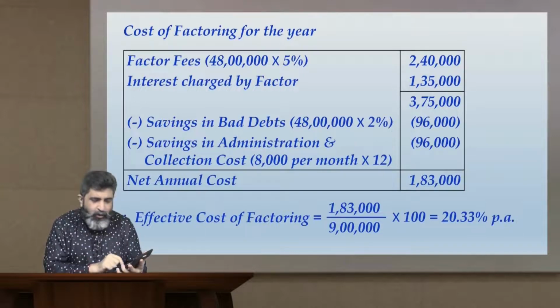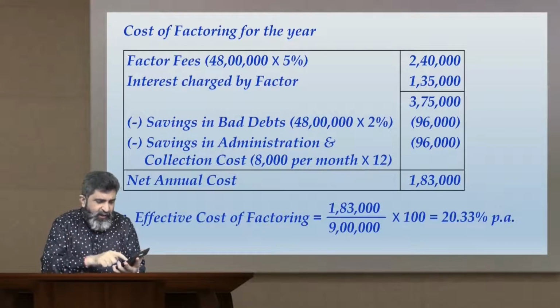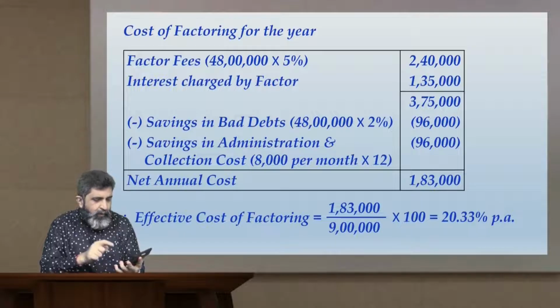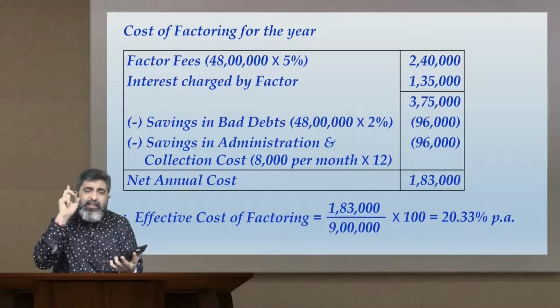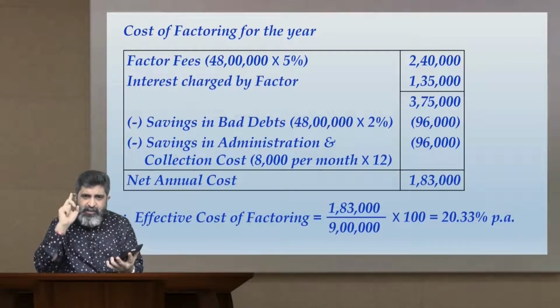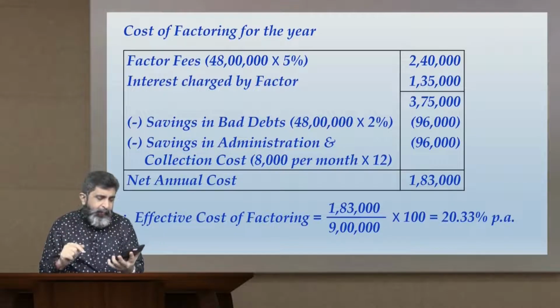Now interest for each cycle. 9 lakh is the amount of advance into 15% rate for the entire year into 3 by 12. That gives you interest of 33,750. 33,750, correct? Interest of 33,750.